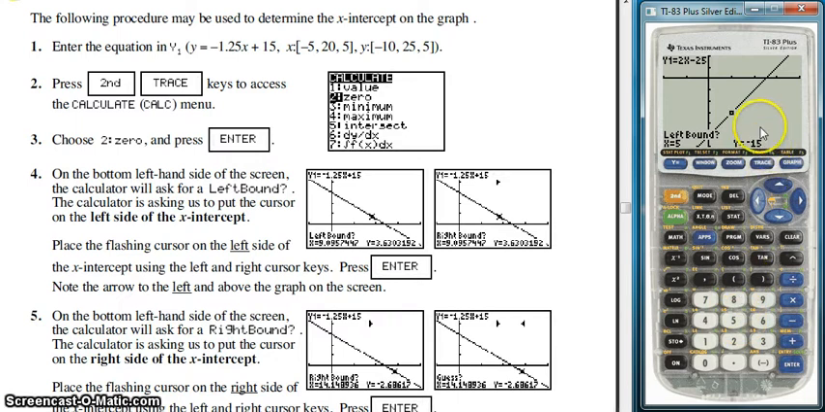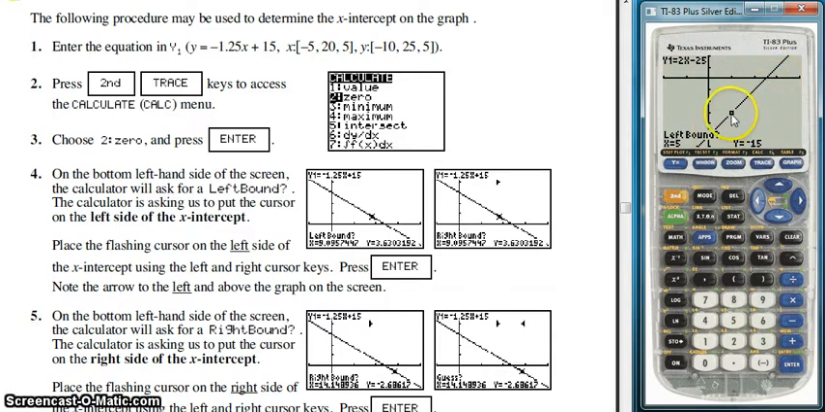Now it depends on what you choose. They don't ask you first equation, second equation. They ask you left bound, right bound. What does it mean? Because this line actually goes on forever, you need to specify a boundary where you're looking for the answer. Visually, you know the answer is right there. You need to specify a point to the left of the answer and to the right of the answer. Then the calculator will just look within that window.